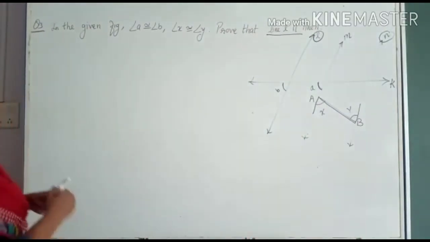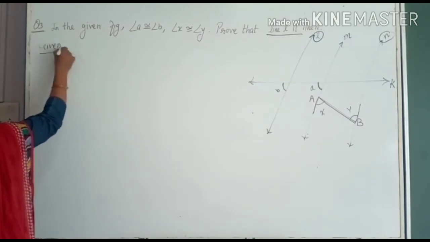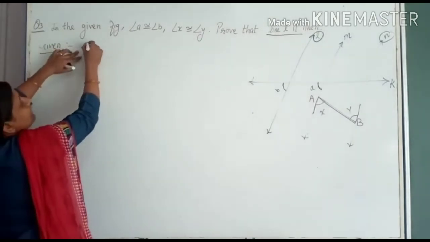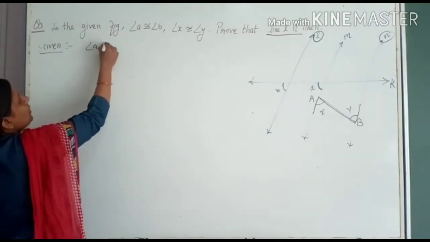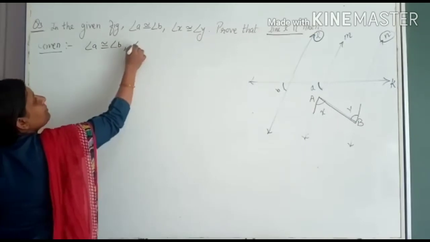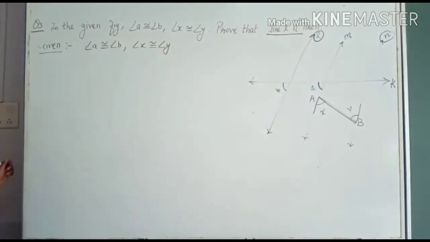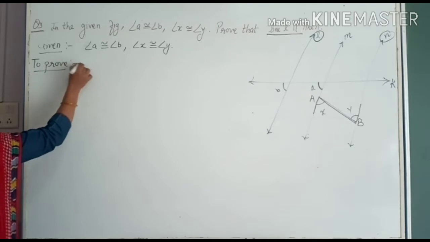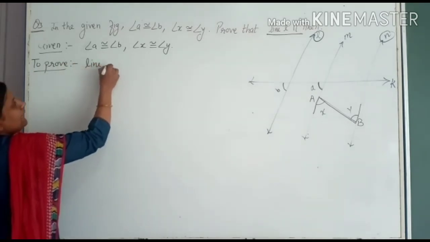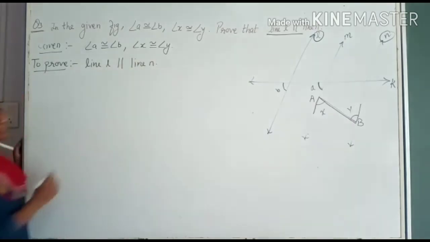Now first write down the given properly. What is given to us? Only the angles are given to us. Angle A is congruent to angle B. Angle X is congruent to angle Y. And second, what we have to prove? We have to prove that line L is parallel to line N.